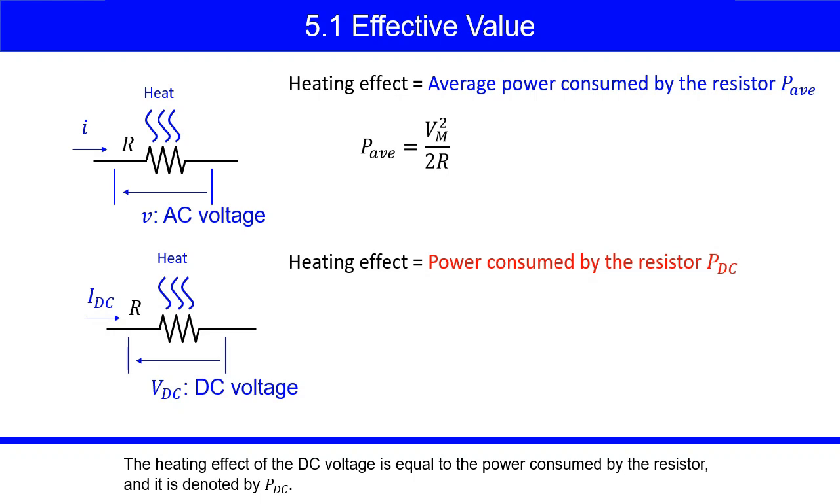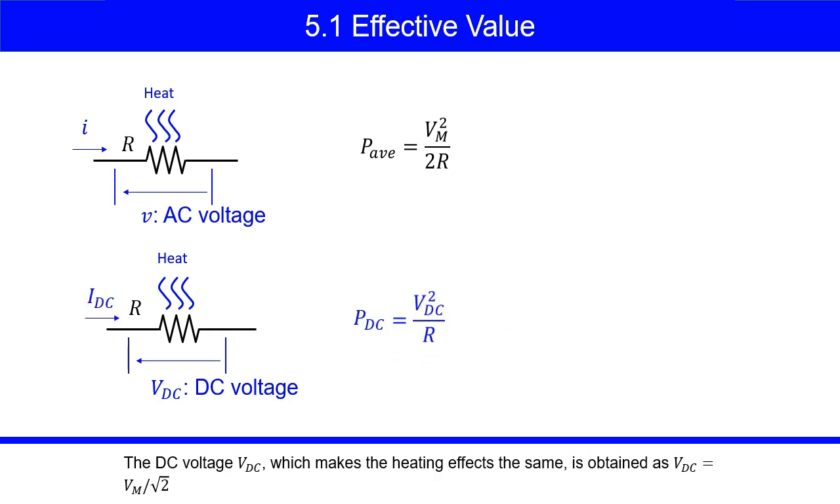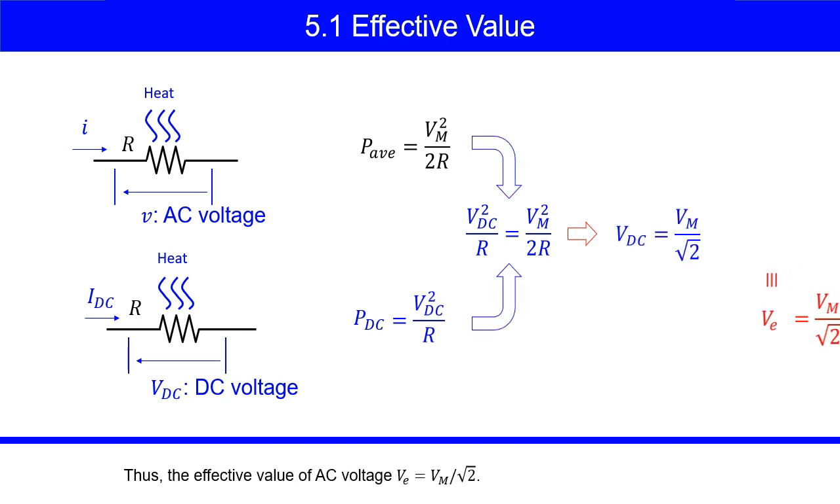The heating effect of the DC voltage is equal to the power consumed by the resistor, and it is denoted by PDC. PDC equals VDC times IDC. Since the current IDC equals VDC over R, PDC is derived as VDC squared over R. The DC voltage VDC, which makes the heating effects the same, is obtained as VDC equals Vm over square root 2. Thus, the effective value of AC voltage VE equals Vm over square root 2.